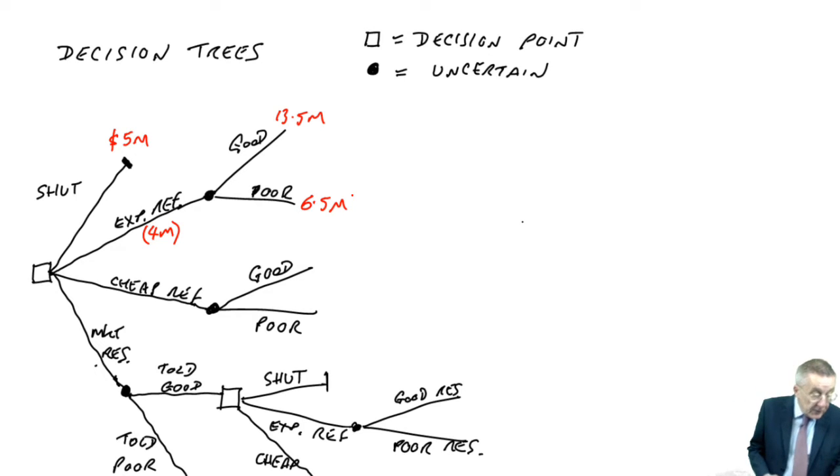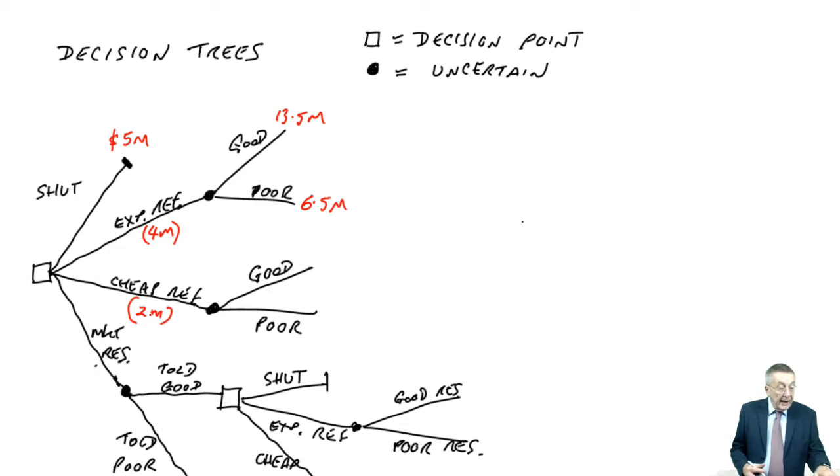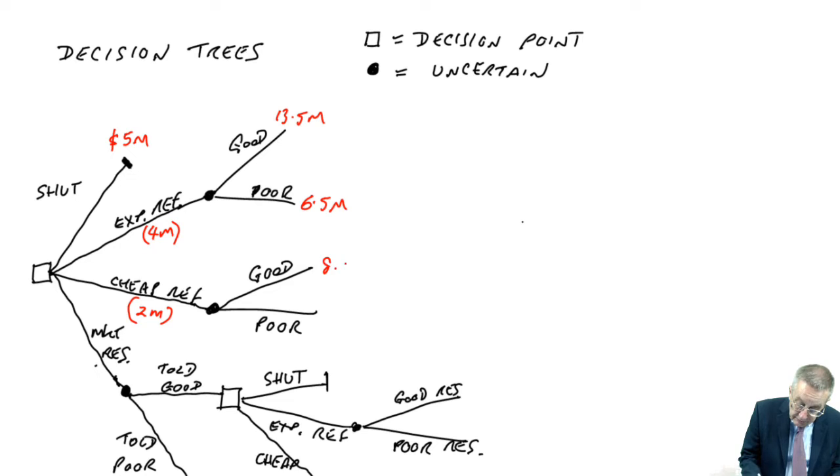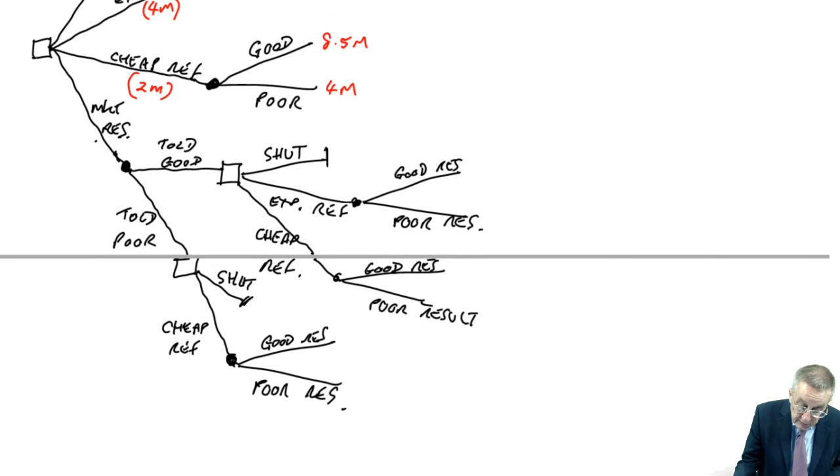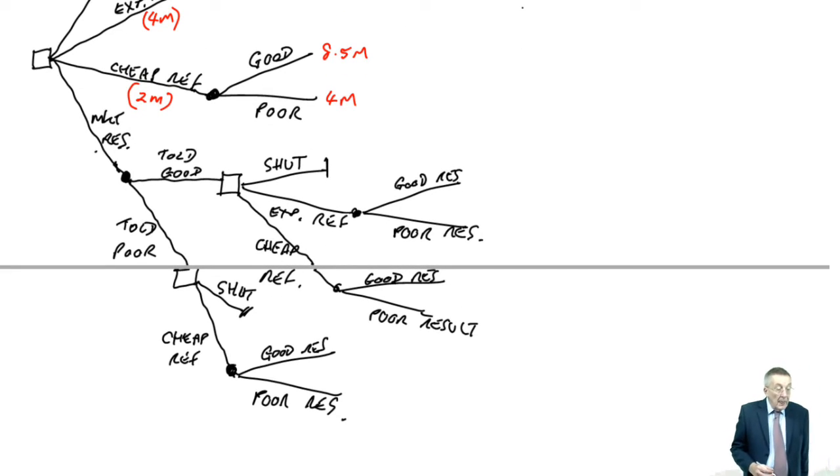If we do cheap refurbishment, note C says we'll pay out 2 million whatever happens. And what do we get back? If it's good, we get back 8.5 million. If it's poor, we get back 4 million. Let's carry on with the last of the choices, market research. If we choose to do market research, four paragraphs from the end, it'll cost 200,000. So we'll have to pay out 0.2 million whatever happens.